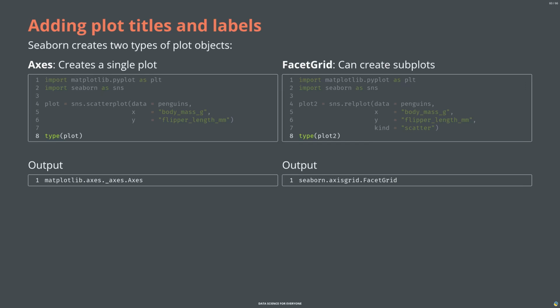To check the object type, first assign the plot to a variable. In this case, we store it in the plot variable. Then we use the type function to see what kind of object it is. Methods like scatterplot and countplot generate single axes objects, shown on the left, and methods like relplot and catplot make FacetGrid objects. This information is used to add titles to the plot. Let's look at an example.